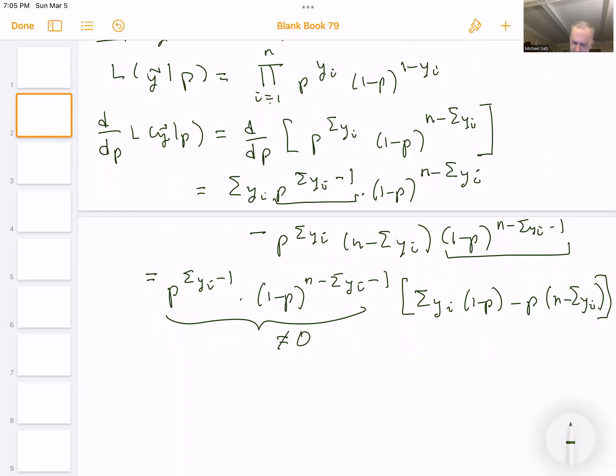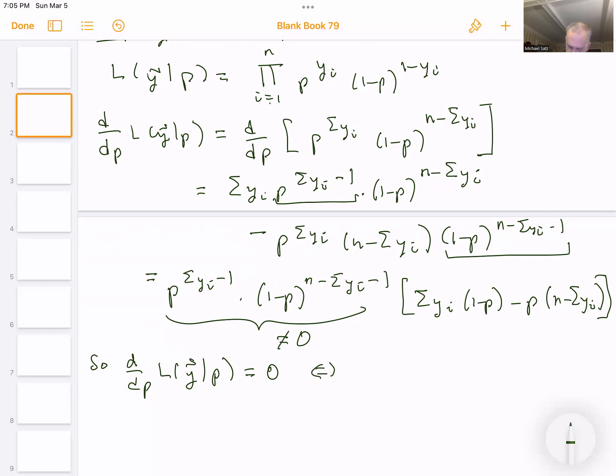So we need to set this equal to 0. Given p equals 0 if this equals 0, or if these two terms equal each other. So let's see, can we simplify this?